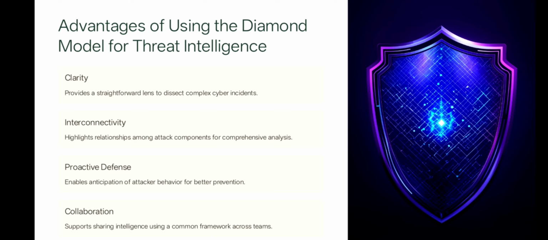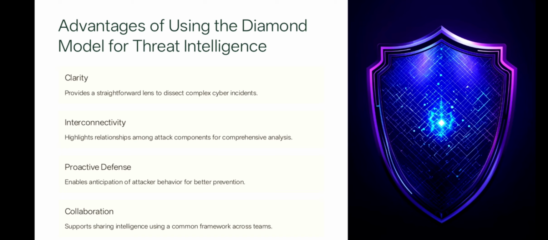3. Visualization of complex relationships. The model's diamond-shaped representation allows for intuitive visualization of the relationships between the four core components. This visual aid helps analysts comprehend complex attack scenarios, identify patterns, and communicate findings effectively to stakeholders.